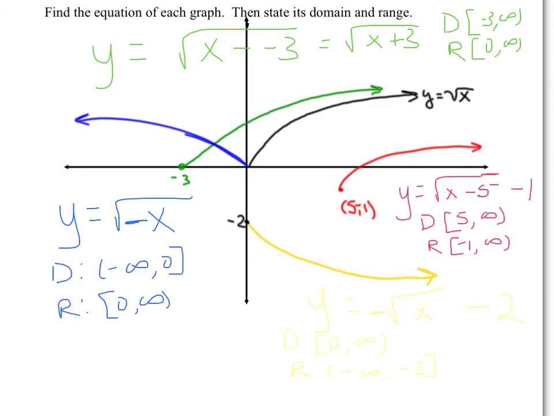A couple things I want to point out, just note for sure. Check the yellow one. Make sure that you have your range in the correct order, that you're going from the smallest to the largest. It's negative infinity up to -2 because you're heading all the way up to here and then stopping. And then for the blue one, make sure that you've got the domain is all negative values of x, although the range comes out to be positive.